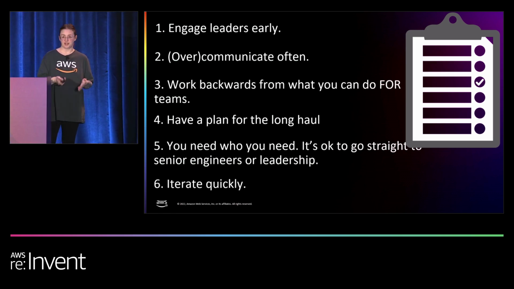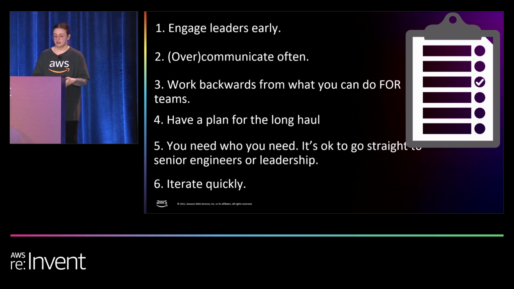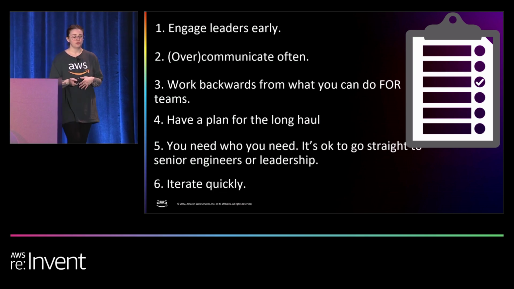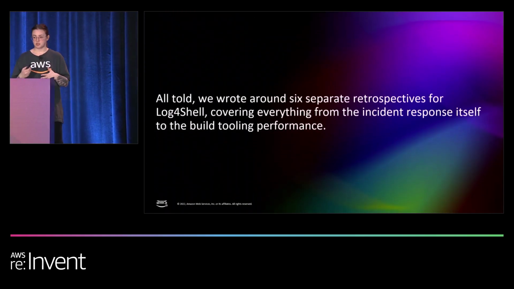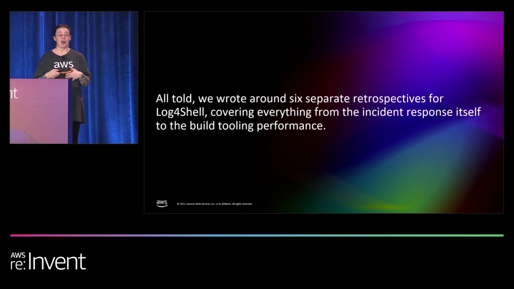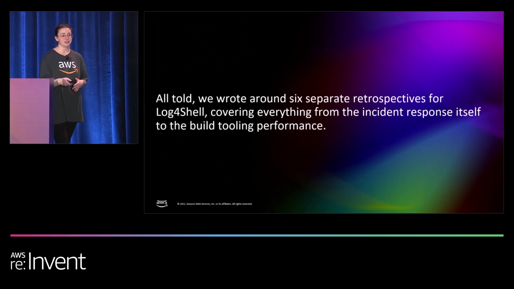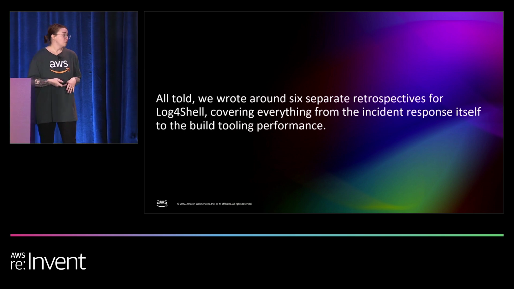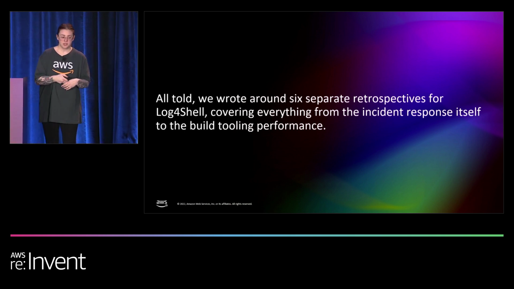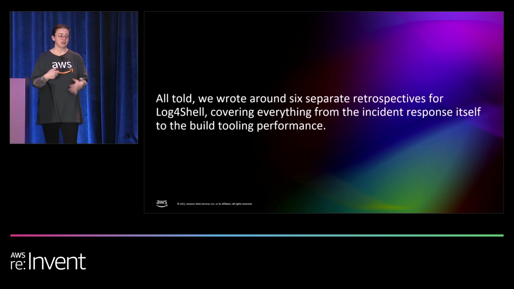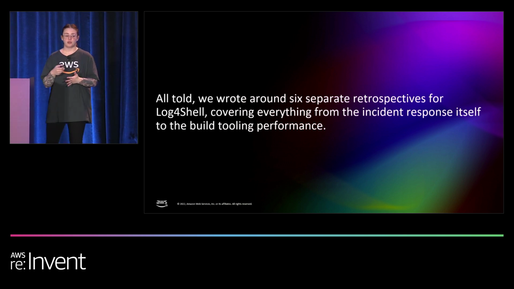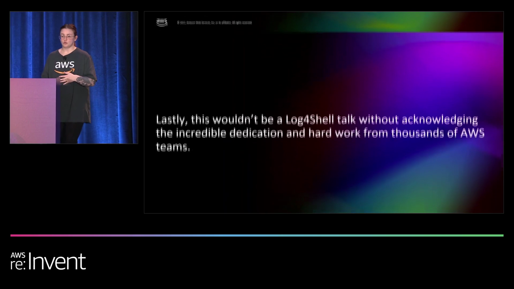And six, you have to be flexible, and you have to iterate quickly. And you have to be ready to kind of move on the fly and to be flexible and to do things like start rolling out a hot patch. By the end of this exercise, we wrote around six separate retrospectives for how Log4Shell went, right? So everything from that initial incident response to how well the build tooling performed to what we could have improved in our analysis.